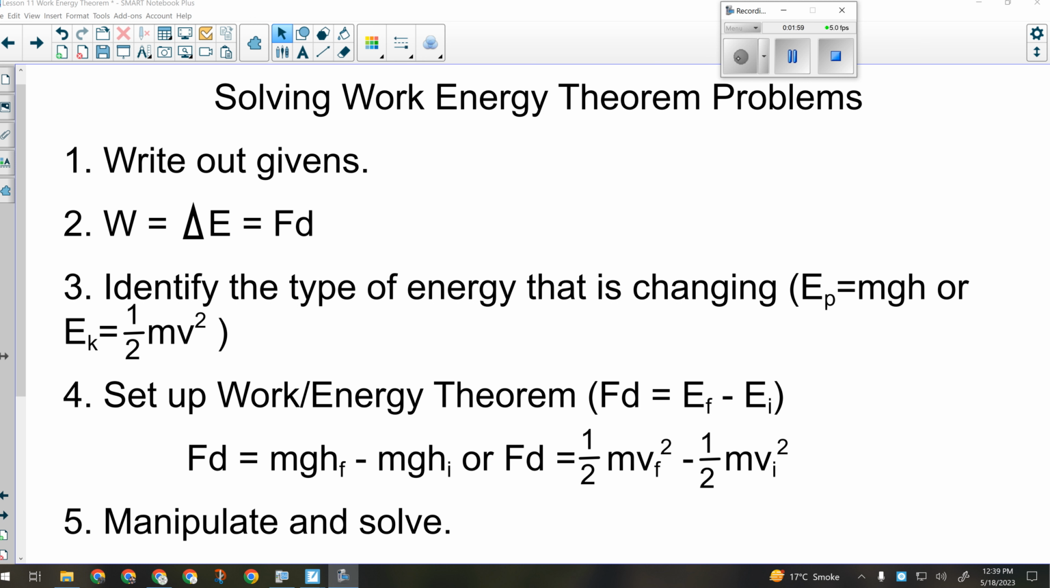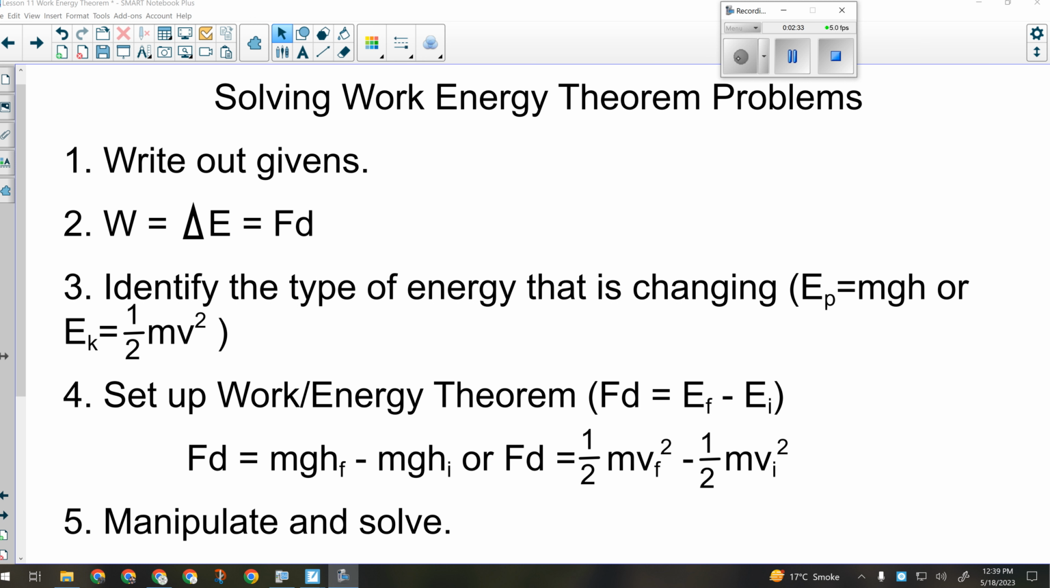The first thing is just to write out the givens. And while you're writing out the givens, you want to visualize the question. What's happening here? Be able to see it. From that, you can determine that work equals a change in energy, but then for step 3, you would know, is it potential that's changing or kinetic that's changing? The way you tell that is pretty easy. If you're given a change in height, it's potential. If you're given a change in speed, it's kinetic. Height always goes with potential. Speed deals with motion. So you're always going to be dealing with one or the other.